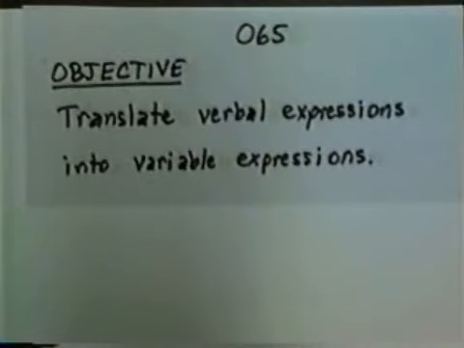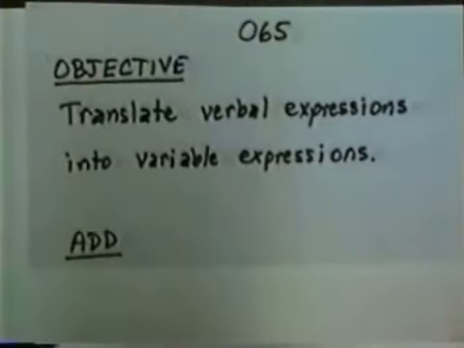The objective on this tape is to translate verbal expressions into variable expressions. As with any translation, we have to begin with some basic vocabulary. We're going to look at vocabulary for the 4 operations of arithmetic: add, subtract, multiply, and divide, and also for some special exponents. So let's begin with add.